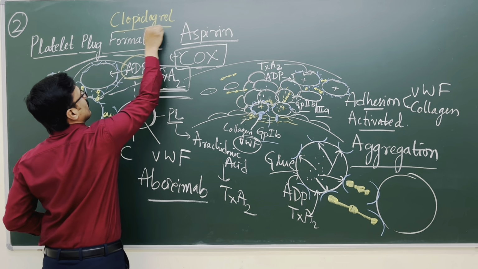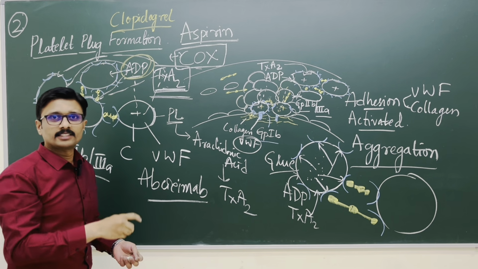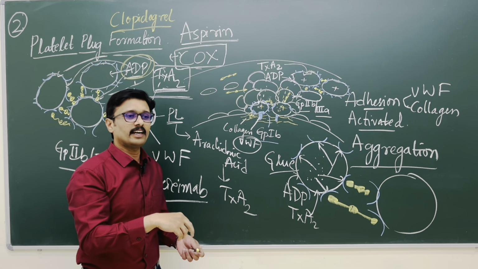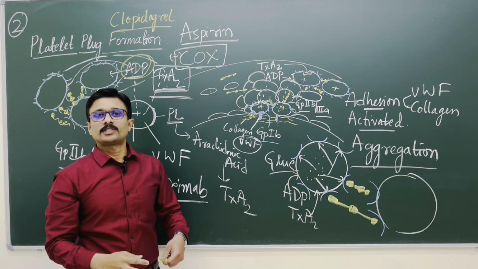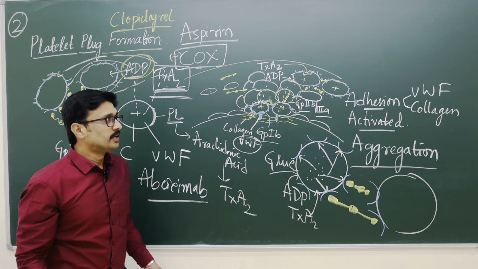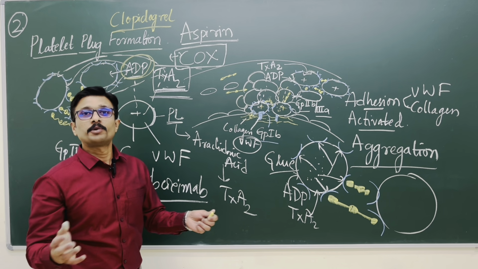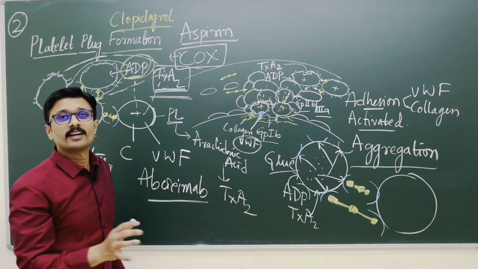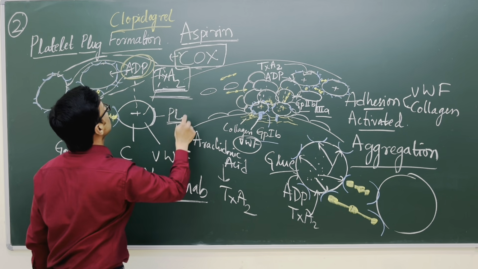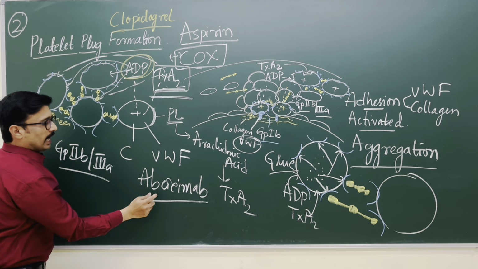This clopidogrel is a drug that blocks the ADP receptors so that the ADP cannot bind and act on the platelets to cause activation and aggregation of platelets. So these drugs will suppress platelet activation, aggregation and formation of platelet plug. These are antiplatelet drugs. One is aspirin, clopidogrel and also abciximab.